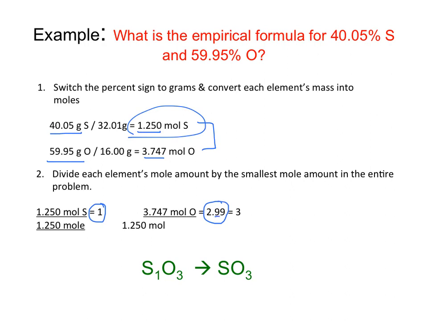Now, this is within a tenth of a whole number, and so that allows me to round it up to 3. And so my correct chemical formula is SO3, otherwise known as sulfur trioxide. Some of you might have thought that this was the sulfite ion, but there is no charge to this. This is a molecular compound.